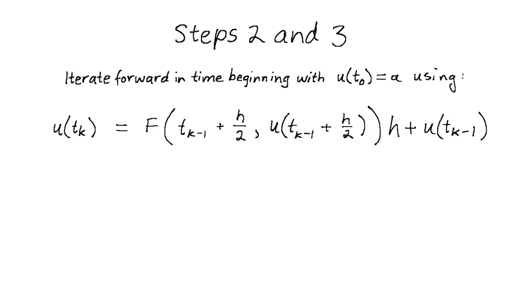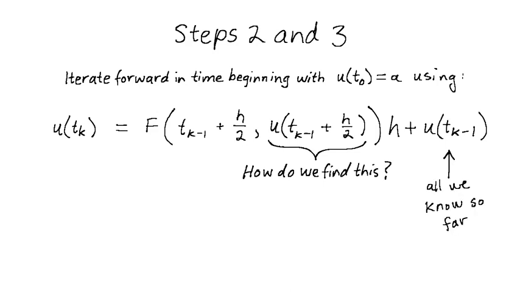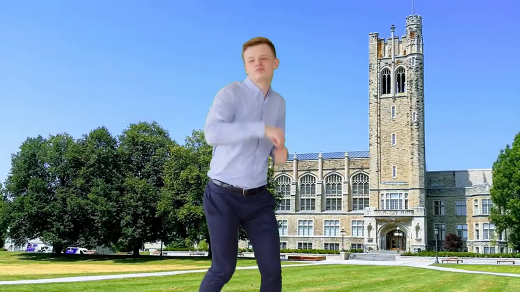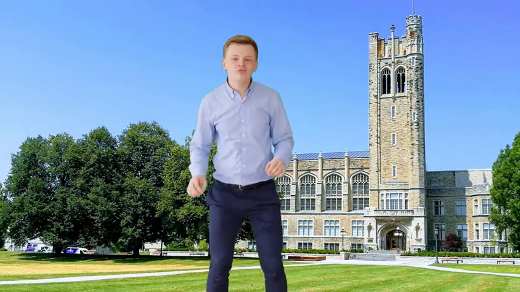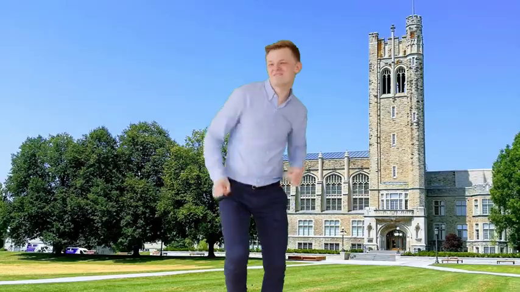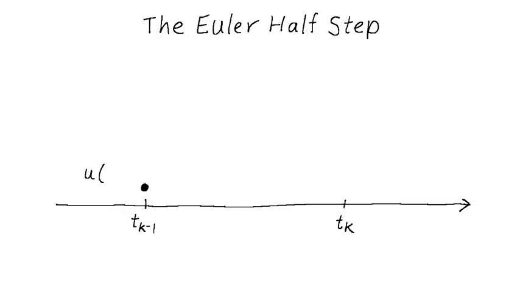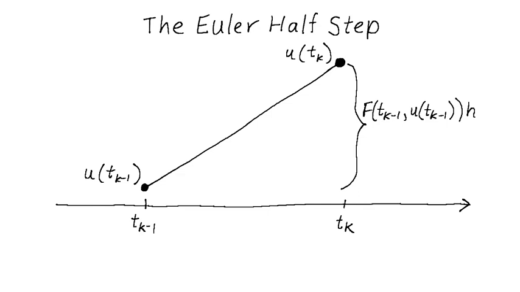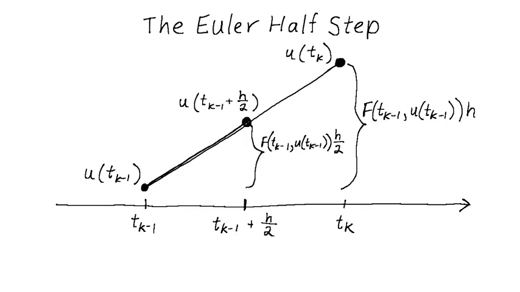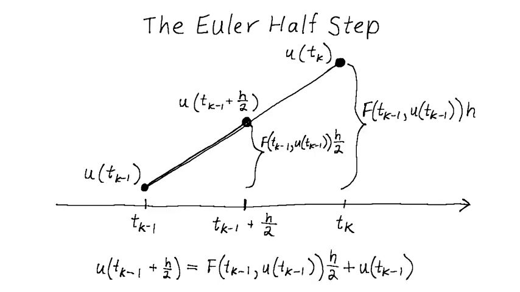This makes sense, but there is only one outstanding detail. How do we find the value of the solution at the halfway point? At this point, we only have u at time t sub k minus 1. The short answer is we have to employ an Euler half step, which actually sounds like a pretty terrible dance. What we actually do is carry out the computation we would have done for Euler's method, but instead of using h as our time step, we use h divided by 2. The end result is this: u at time t sub k minus 1 plus h divided by 2. This is the value we can plug into f to complete the iterative steps of the midpoint method.